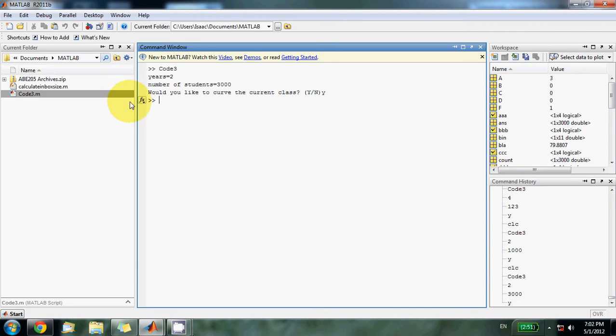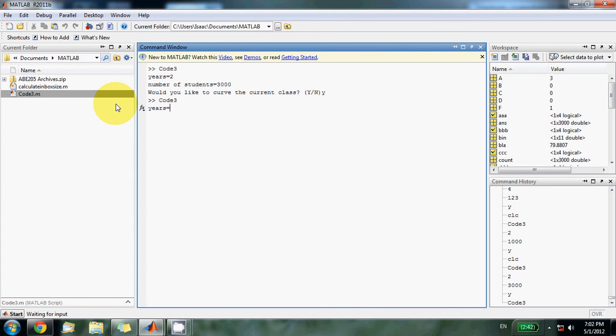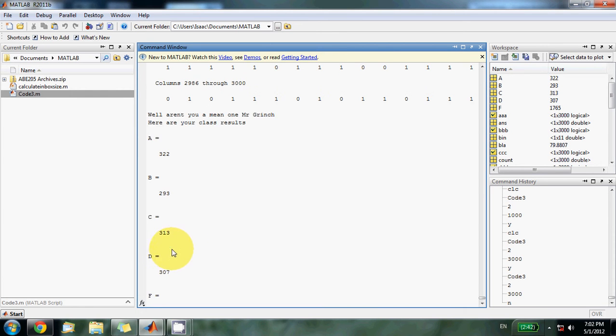Now let's say you didn't want these curves. So let's rerun this. It's 2 years, 3,000 students. Then you answer that you don't want to curve the class, and press enter. It simply displays all the grades that are received in the class. You can see you've got 307 Ds.